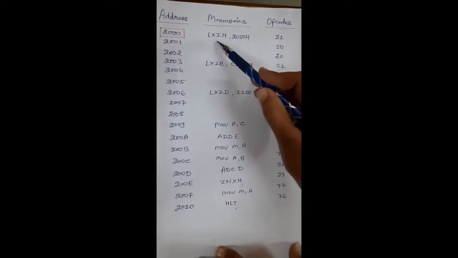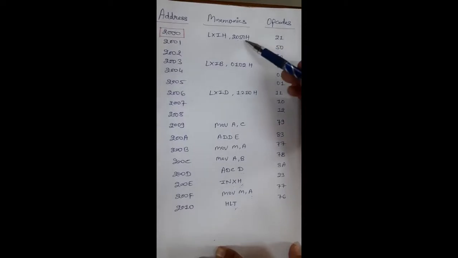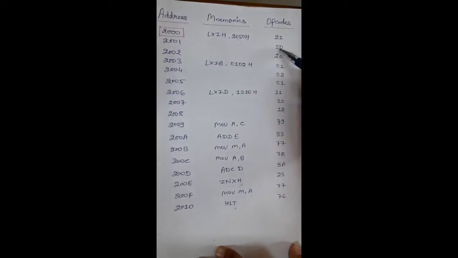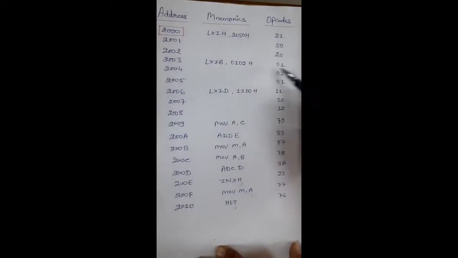So the opcode of this instruction is 21. Then first I will write LSB, then MSB. Then the opcode of this instruction is 01, then LSB bit, then MSB bit. Same I will do in this instruction.